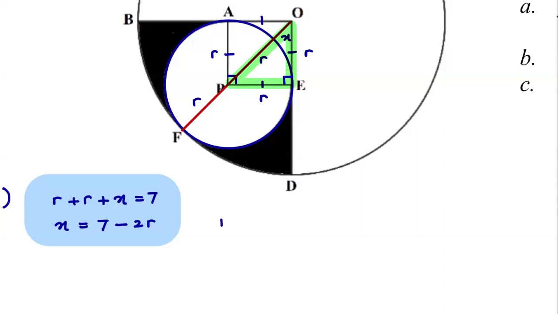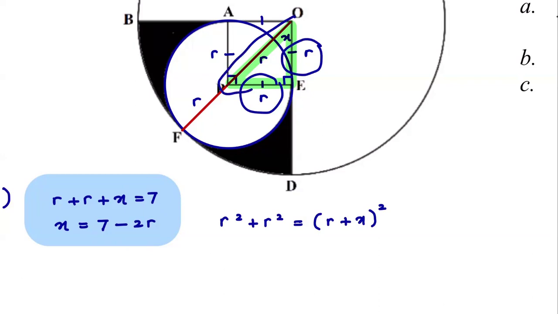I'm going to use the Pythagoras theorem: r square plus r square equals to r plus x square. Understand or not? This is the Pythagoras theorem from here. So this is r square plus r square equals to this, and this is r plus x square.